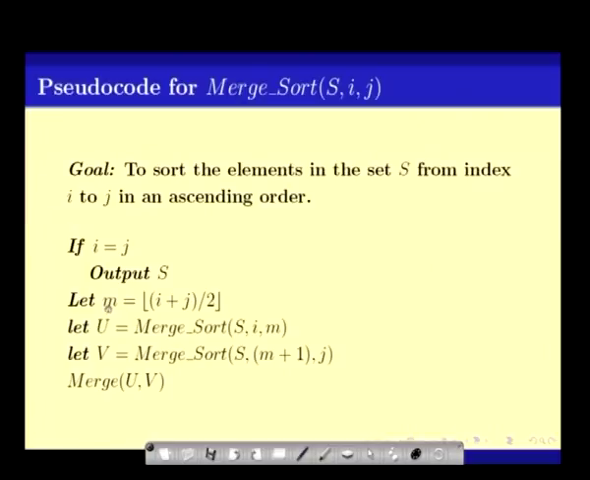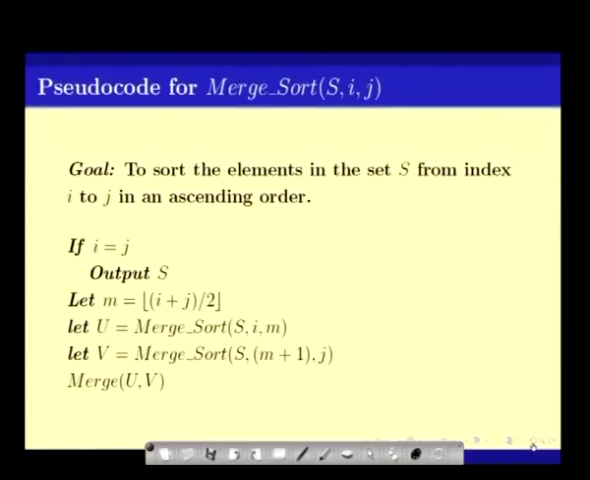Else, we compute the midpoint between I and j. So, M equals (I plus j) by 2, and let us call U to be the merge sort of S, I and M. So, I sort the left half; U is the sorted list of the left half. Similarly, V is the sorted list of the right half, and then we merge U and V, and that would give us the sorted list. That is the merge sort algorithm.